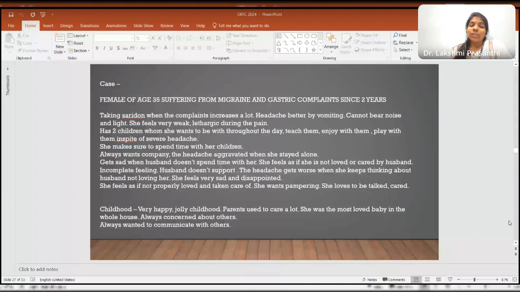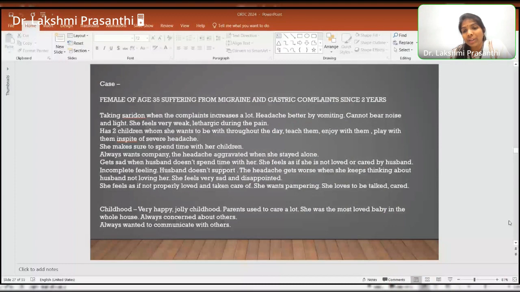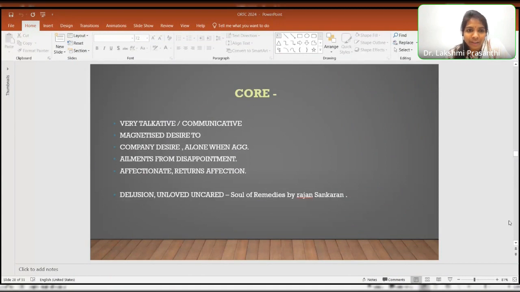So she was talking all about caring, nourishment, love, and care. And she always wanted support. So here we'll take the kingdom knowledge as well as the rubric knowledge together, cumulatively, to prescribe. The core here was she was very communicative, very friendly, always wanted people nearby her. So the rubric, making her charm nearby, the magnetized desire to be. And a very important rubric, that she wanted company, in spite of having a headache: company, desire for.